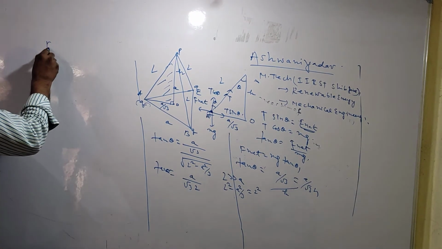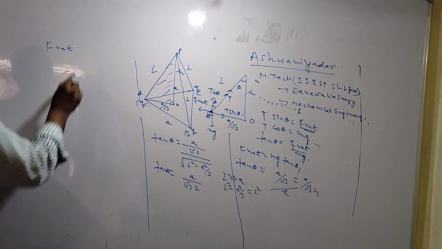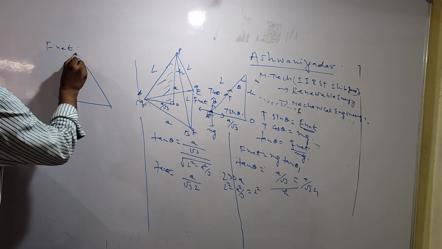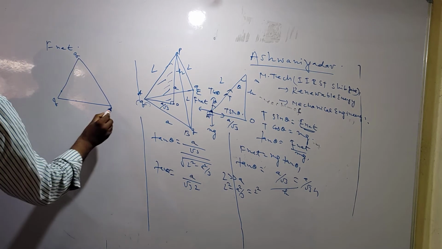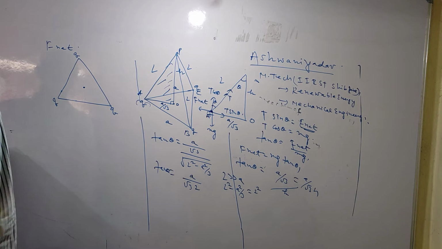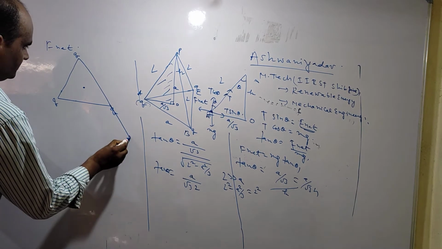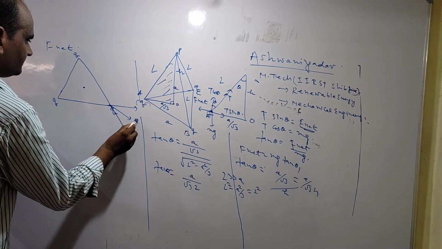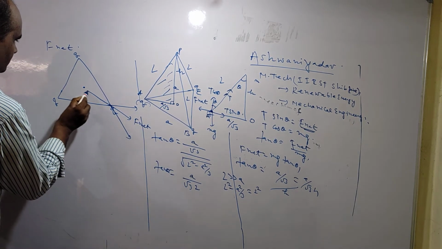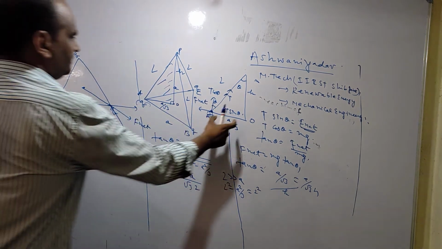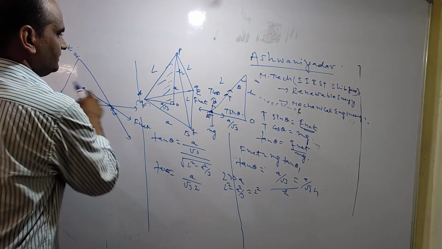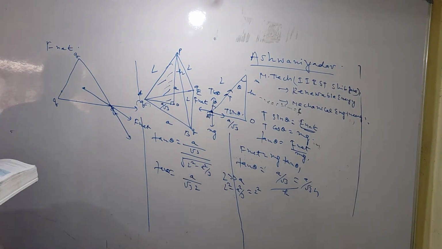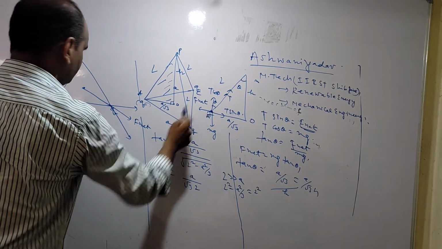Well, F net. This is your equilateral triangle with Q, Q and Q, and this is your centroid. Just join this line and this line. So F net is this one along this. This is a similar triangle. This is F net along this direction. This is the direction of the F net.